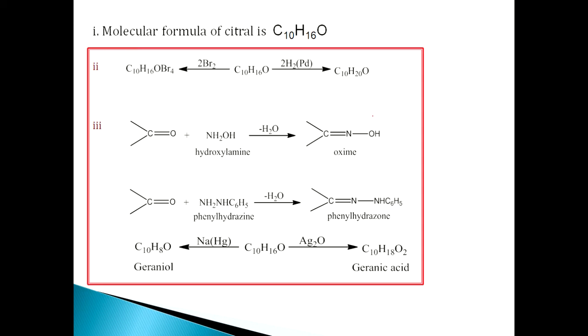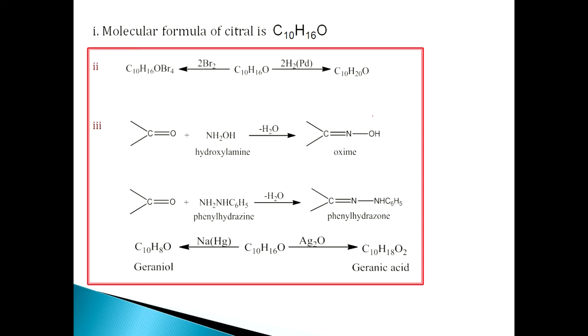In the second point, citral reacts with bromine to give a tetrabromo derivative with two molecules of bromine, and also addition of hydrogen, or reduction, gives tetrahydrocitral. So these two points indicate the presence of two double bonds in the citral molecule.